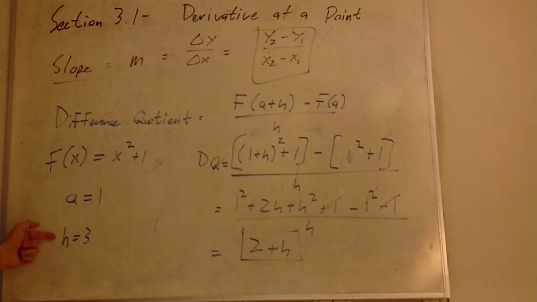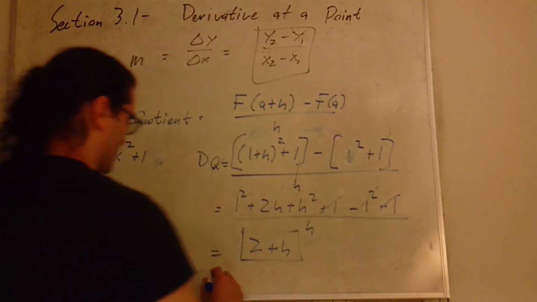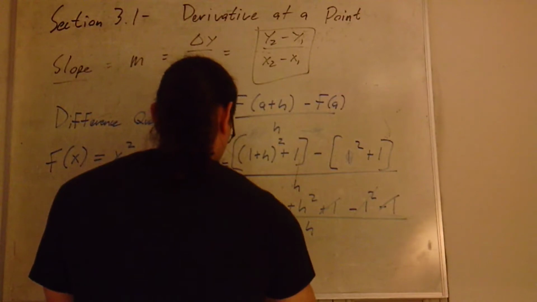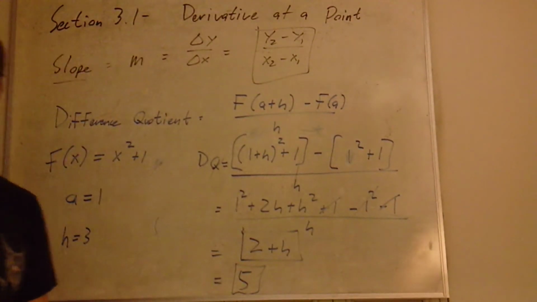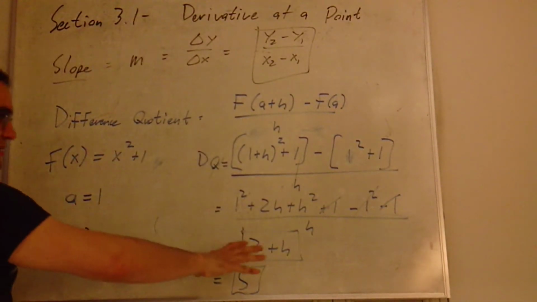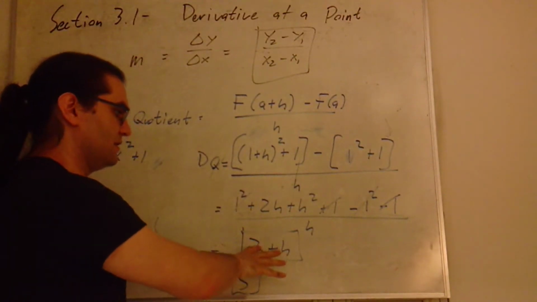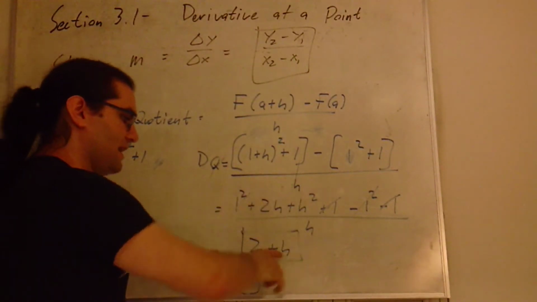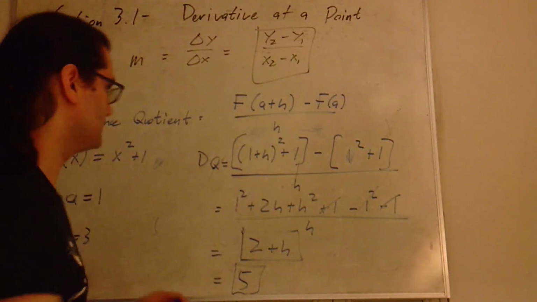So if I want the difference quotient, or the slope between 1 and 4, I would have to set h equal to 3, and I would get 5, just like I did on the other one. The advantage to doing it this way is I can now set h to be whatever I want.